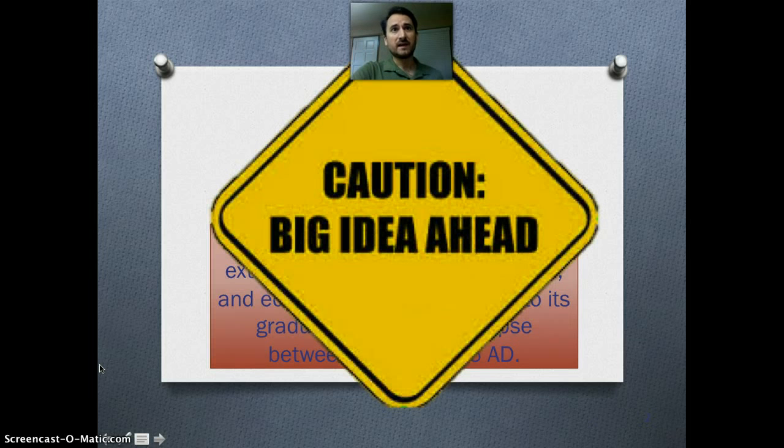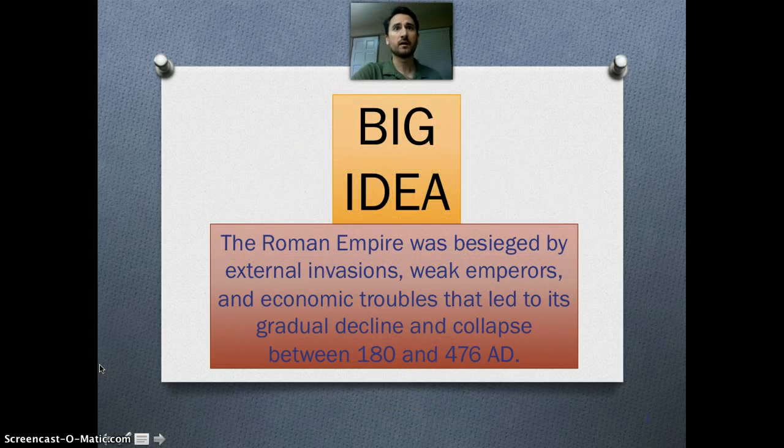Warning you guys, we got a big idea. And this big idea is different than what's in your textbook, so listen up. The Roman Empire was besieged by external invasions, weak emperors, and economic troubles that led to its gradual decline and collapse between 180 and 476 AD. Three important points. Number 1, external invasions. Number 2, weak emperors. Number 3, economic troubles. Those are three major factors that led to the collapse.